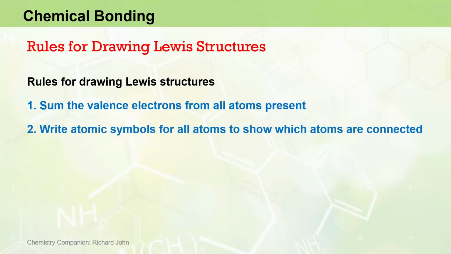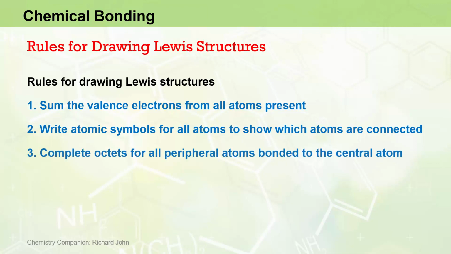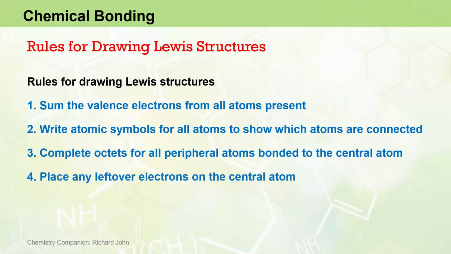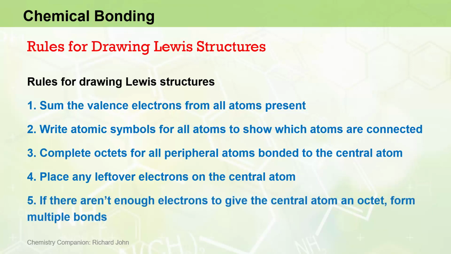The second is to write the atomic symbols for the atoms involved to show which atoms are connected to which. The third is to complete octets of electrons for all peripheral atoms bonded to the central atom. The fourth requires us to place any leftover electrons on the central atom. And the last rule, if needed, is that if there aren't enough electrons to give the central atom an octet, we must form multiple bonds, either double bonds or triple bonds.